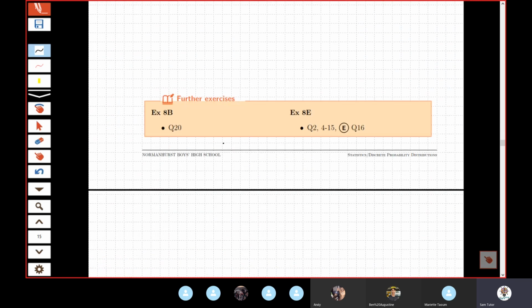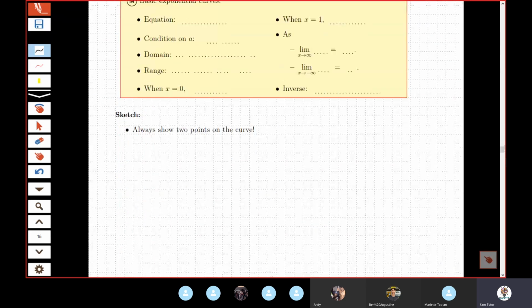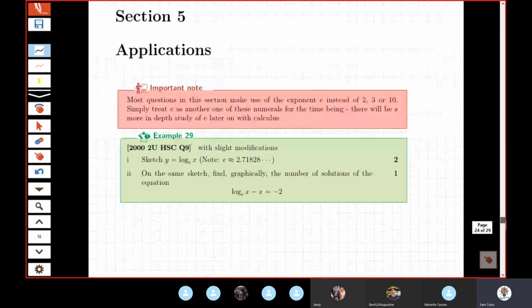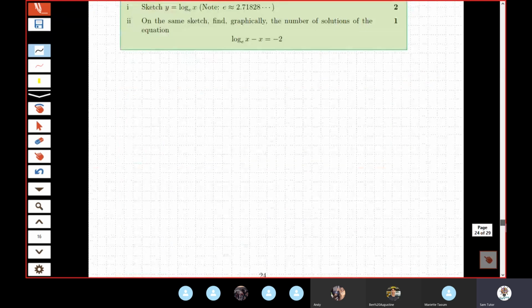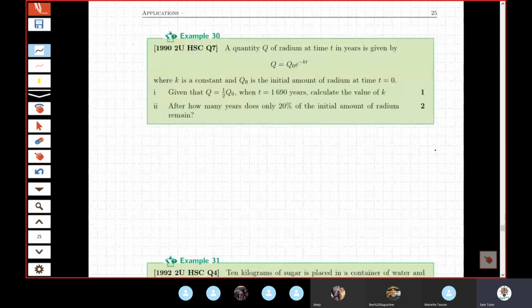All right. Graphs, which will be next week. Applications, I feel like we can do the applications, why not? 1992 2-unit HSC. All right, don't let the words get you, okay? Don't let the words confuse you. Let's have a look at this.